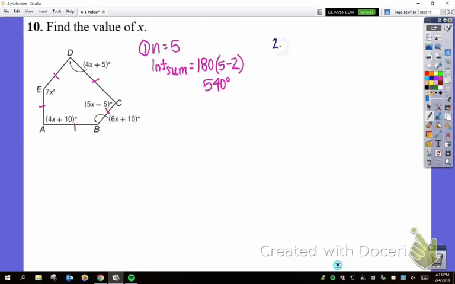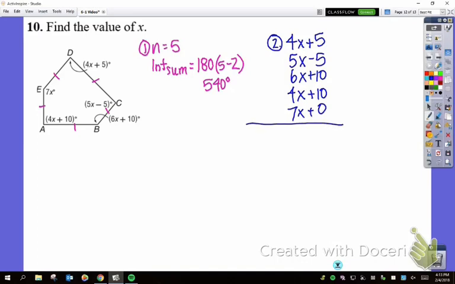So step 2 is, when there's this many angles, I like to just line them up and then add. So we're going to say 4x plus 5, plus 5x minus 5, plus 6x plus 10, plus 4x plus 10, plus 7x plus 0. And those are all going to equal 540 degrees. So we're adding the right column first. 5 minus 5 is 0, those cancel. 10 plus 10 is 20.